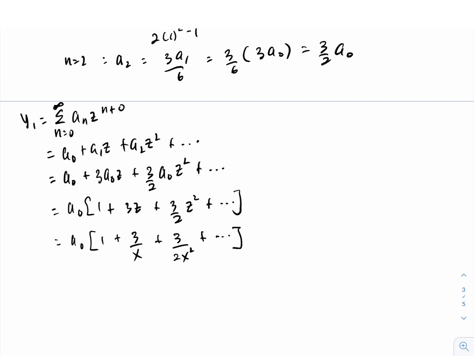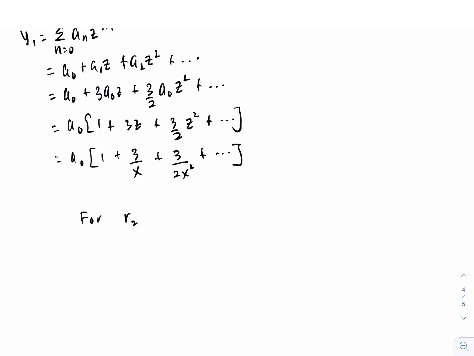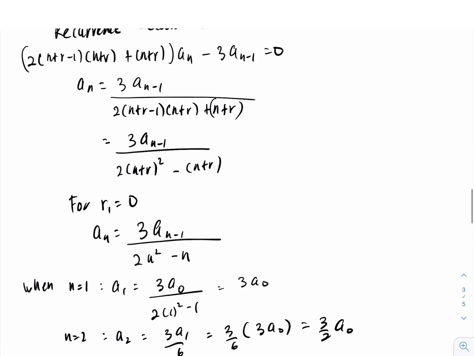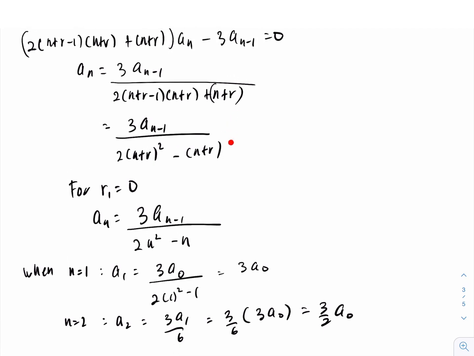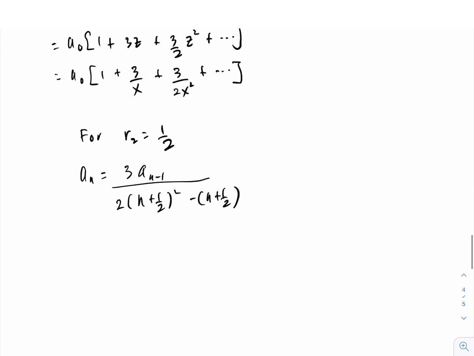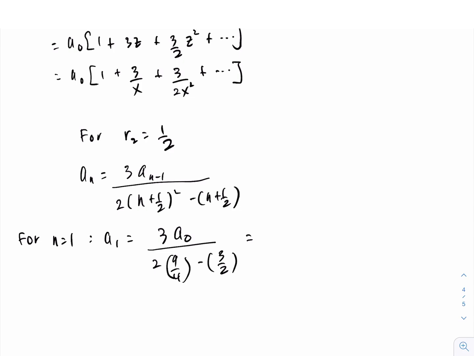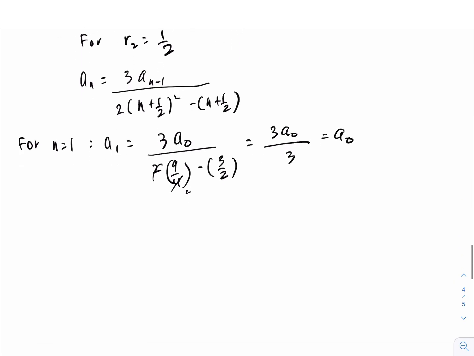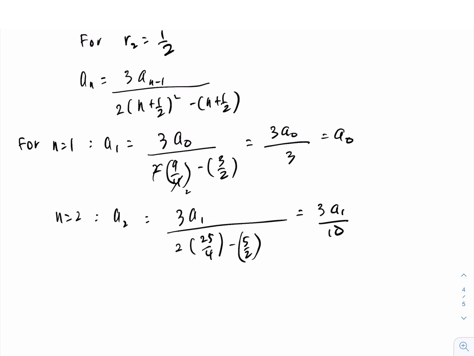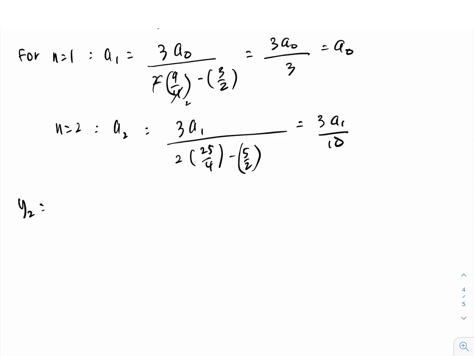Next, we have to find our second solution for r2, which equals 1 over 2. Again, we substitute r equals 1 over 2 into our recurrence relation. So repeat again for n equals 1. a1 equals 3a0 over 3, which equals a0. Same again with n equals 2. Then we can find our y2, which is the sum of a_n z^(n+1/2), or we can put z^(1/2) out here.